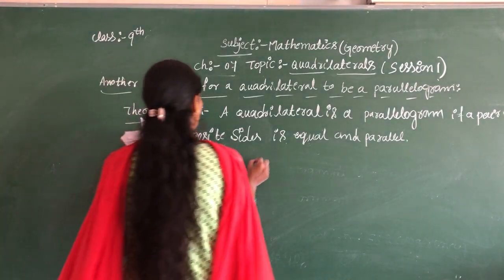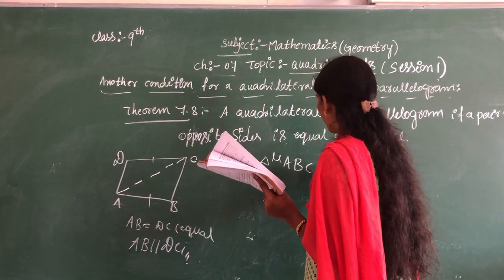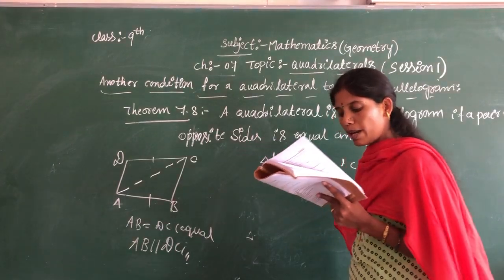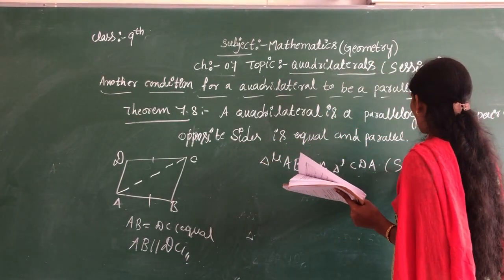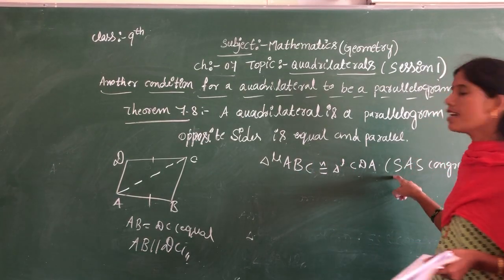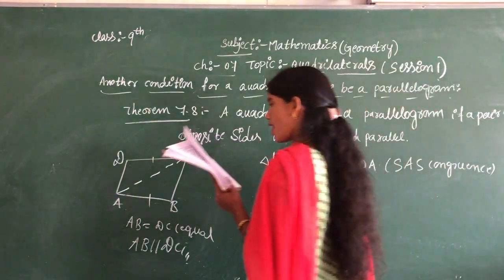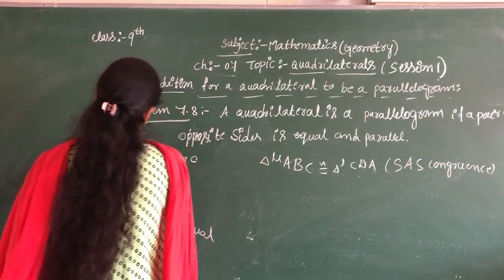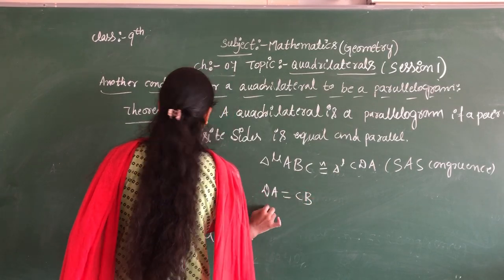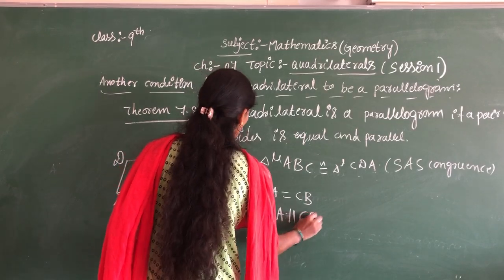So triangle ABC is congruent to triangle CDA. Why? Because this is SAS congruency. Children, SAS congruency means side angle side congruency. Now next, which one is that? DA is equal to CB and DA is parallel to CB.